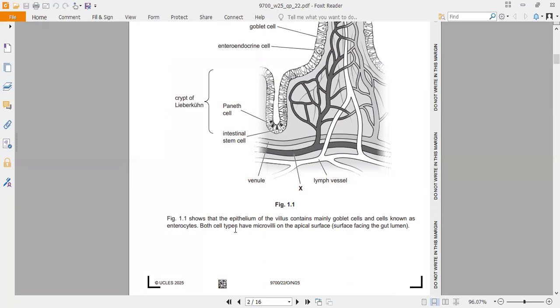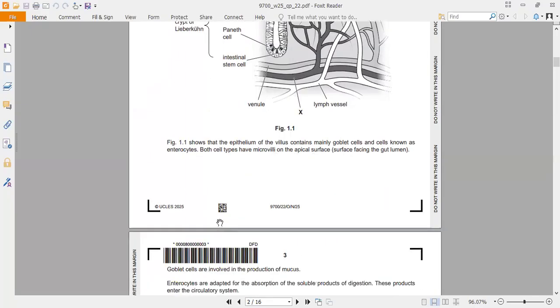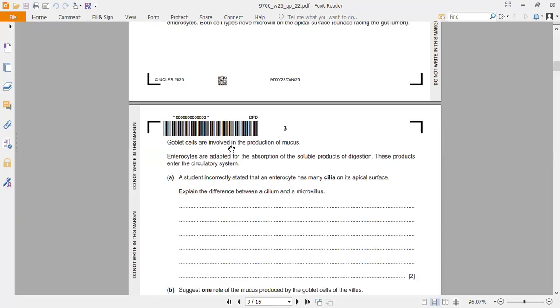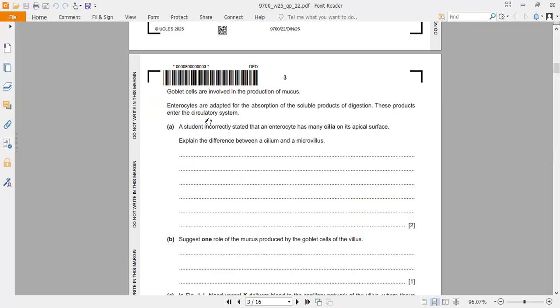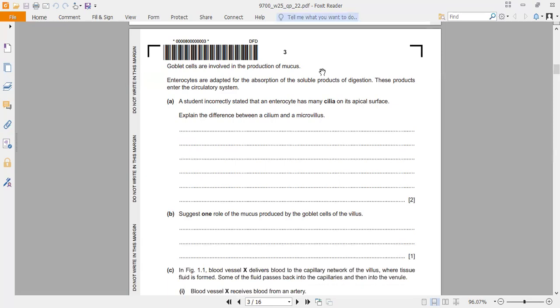Figure 1.1 shows that the epithelium of the villus contains many goblet cells and cells known as enterocytes. Both cell types have microvilli on the apical surface. Apical surface means the surface facing the gut lumen. Goblet cells are involved in the production of mucus. So enterocytes are adapted for the absorption of the soluble products of digestion. So these products enter the circulatory system.